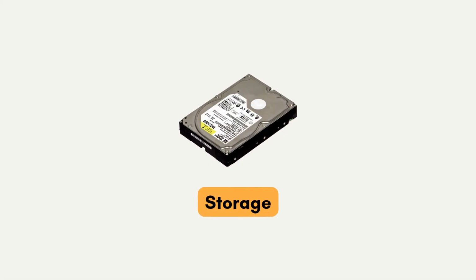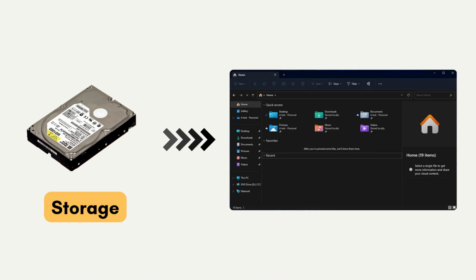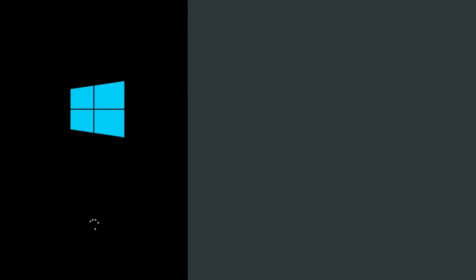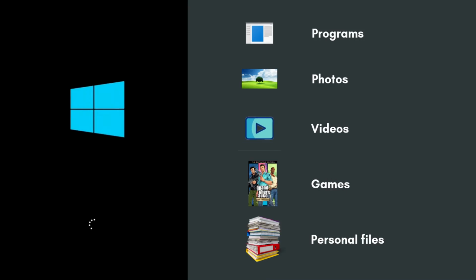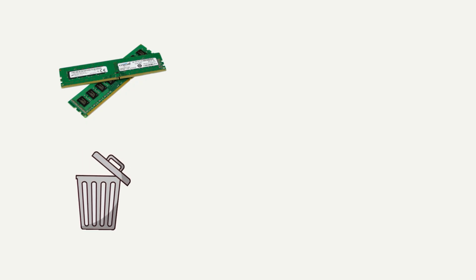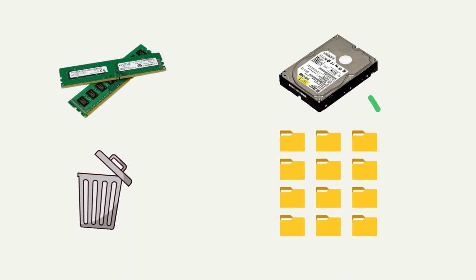Now let's talk about storage. This is where all of your data lives long-term. Your operating system, programs, photos, videos, games, and personal files. Unlike RAM, storage keeps everything even when the computer is turned off.